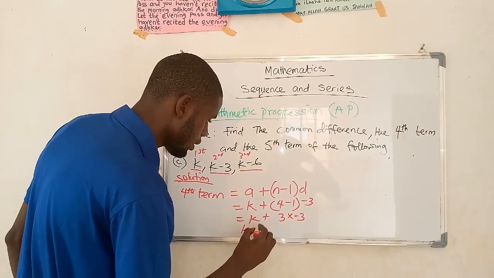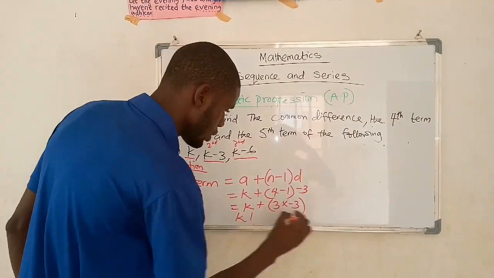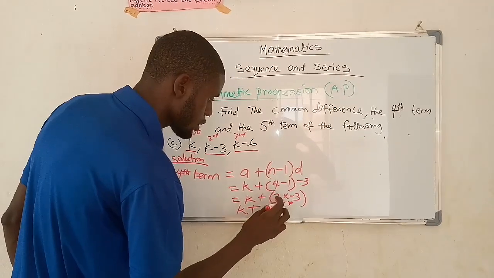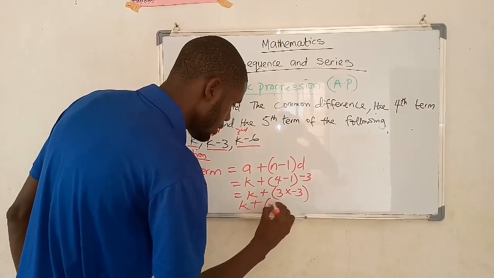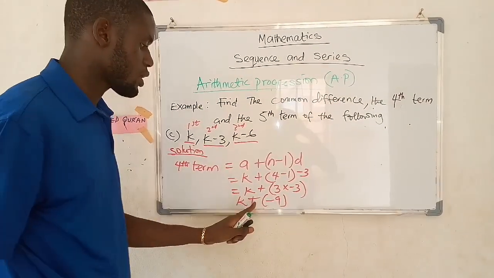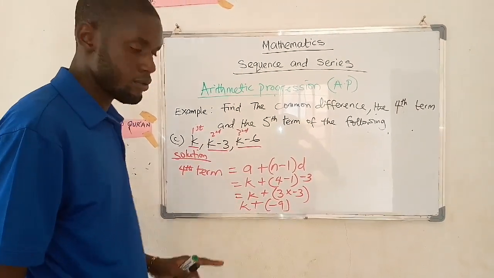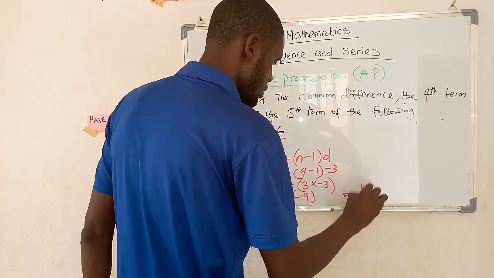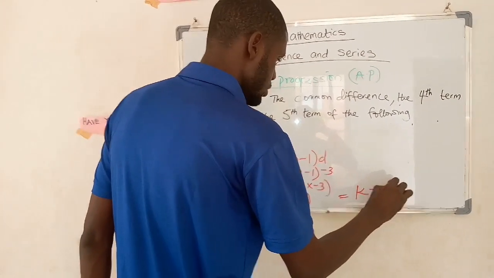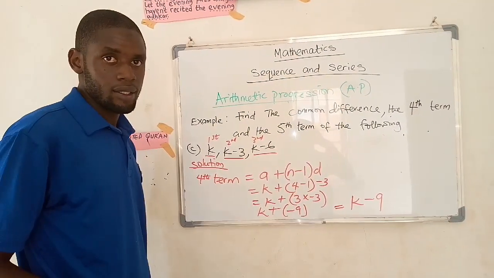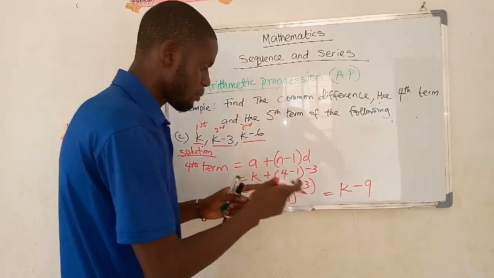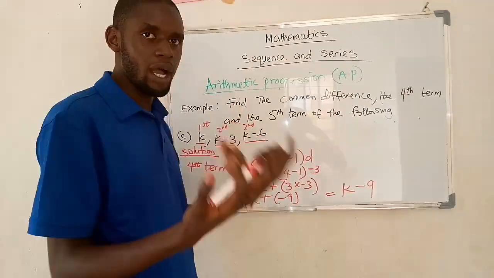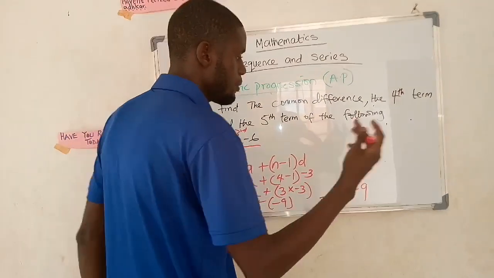So we have k, let's do it this way, k plus 3 times minus 3, we have minus 9. Remember we said plus times minus is going to give you minus, so it means that our fourth term is k minus 9. Some people ask how it is, so let me give you the shortcut.